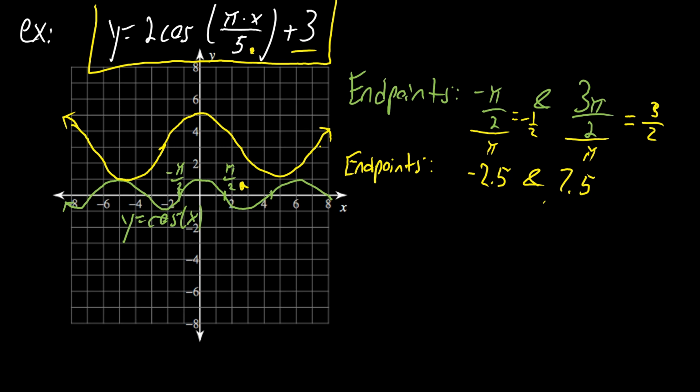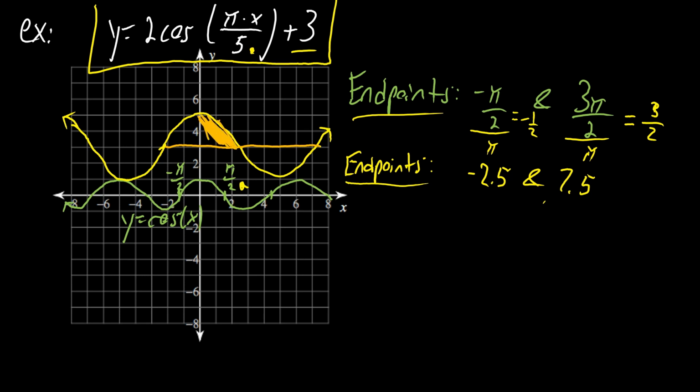I hope this wasn't too confusing, me calling these endpoints throughout the video. I just call them endpoints because I think of it as a cycle. When I'm looking at these problems, I'm always looking for the period and the amplitude. You can call them x-intercepts, you can call them whatever you want.